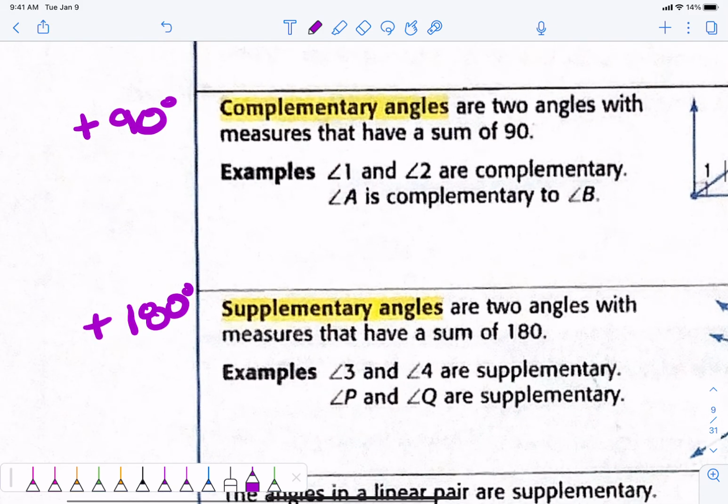Okay? Now, I always get those two confused, complementary versus supplementary, so here's how I remember it. C comes before S in the alphabet. 90 comes before 180 numerically. So C goes with 90.